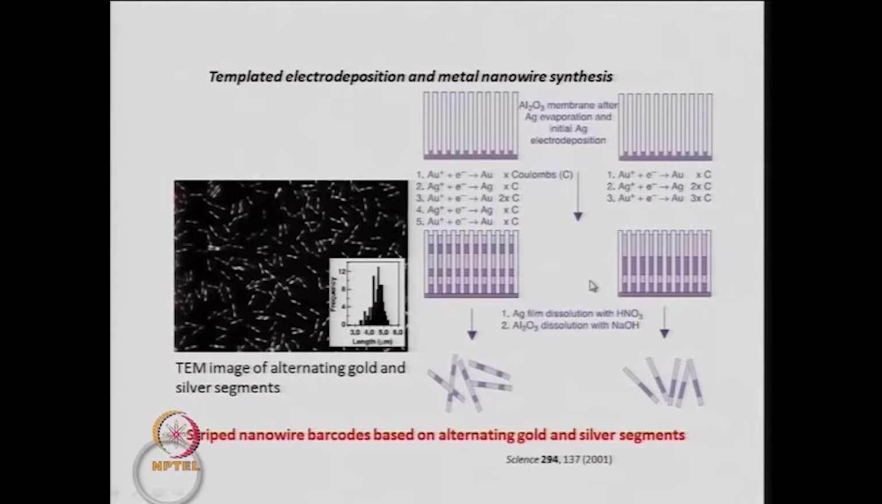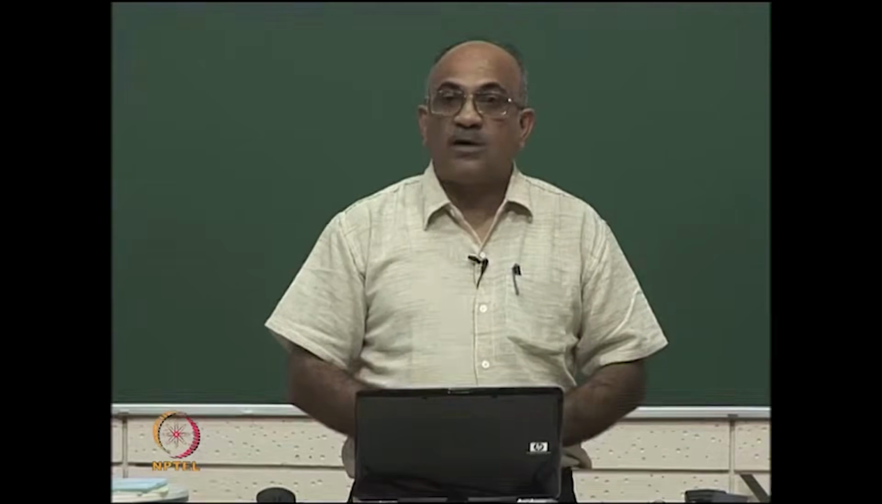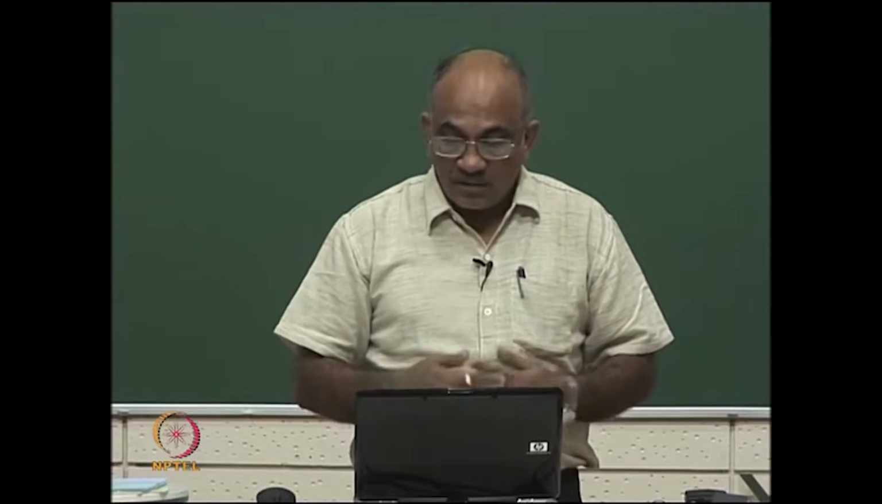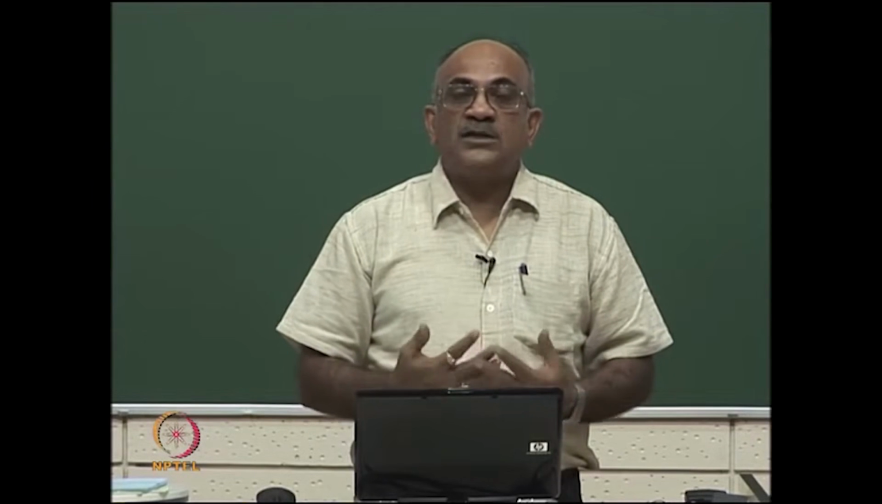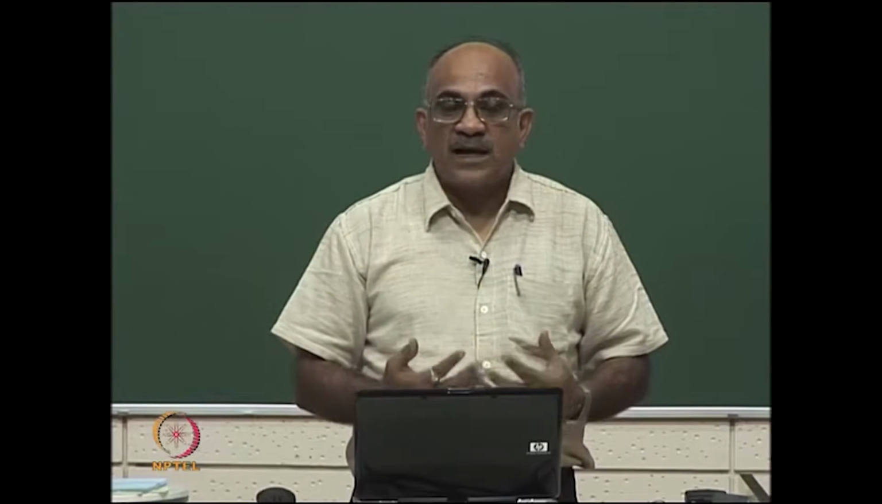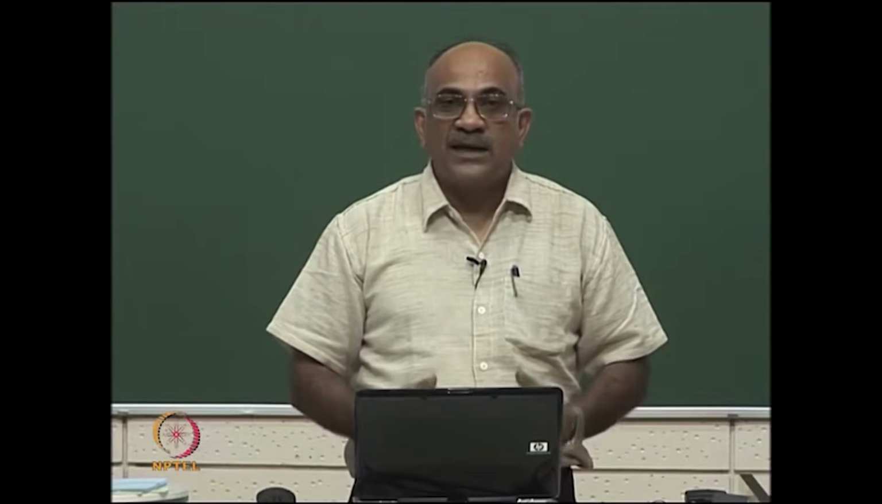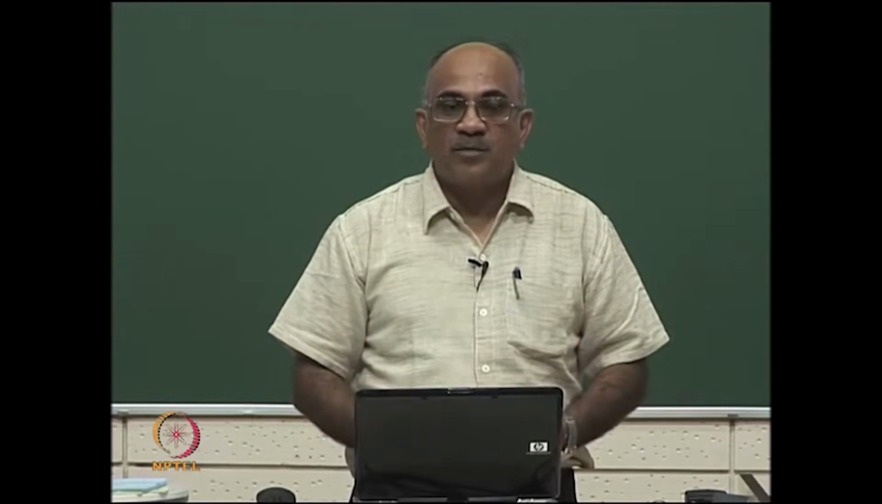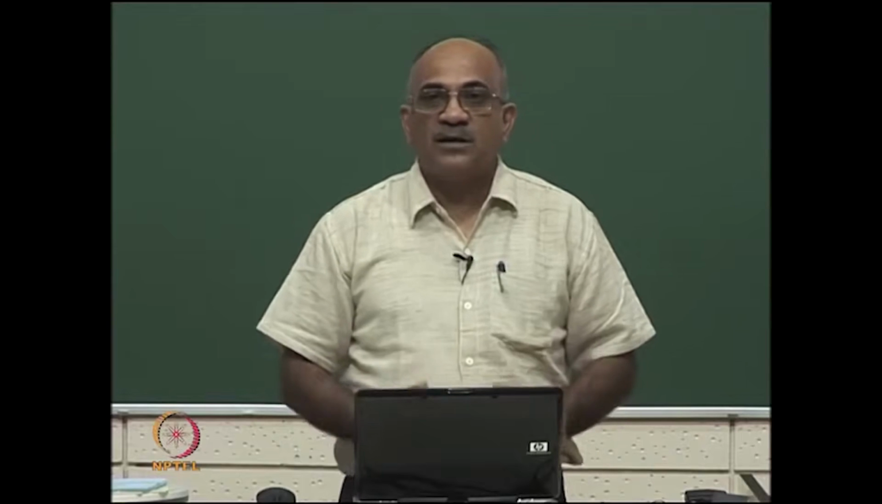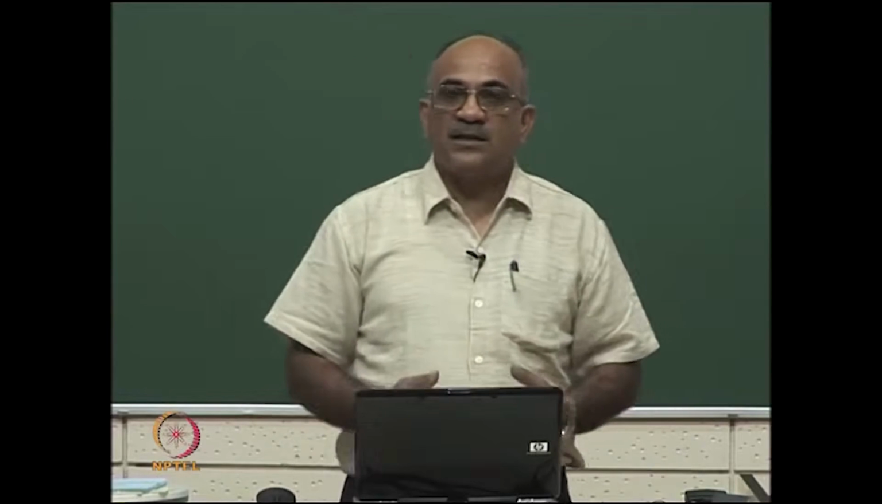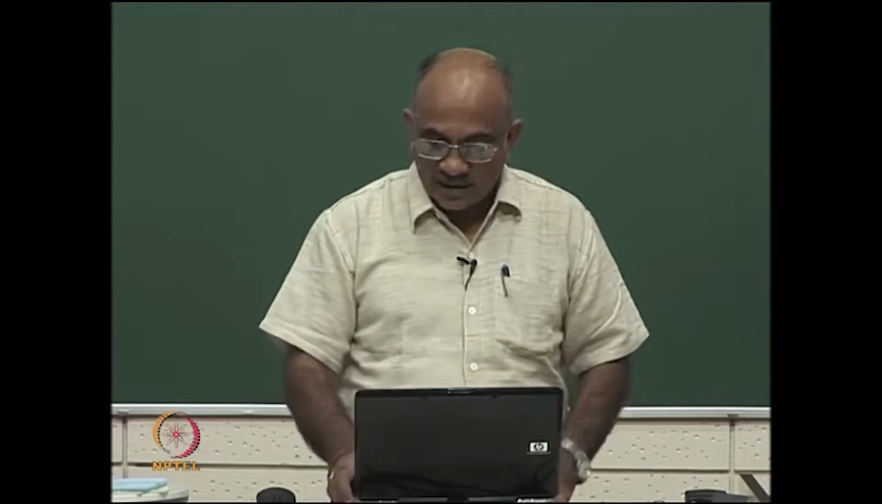So, you can deposit different materials in different lengths, and then you remove the template and you get these free segments of segmented nanowires. These are called segmented or striped nanowire based barcodes, which you can study using optical microscopy. And since silver and gold are easy to study, they are very popular because they have a surface plasmon which can be easily studied using a UV visible spectrophotometer.